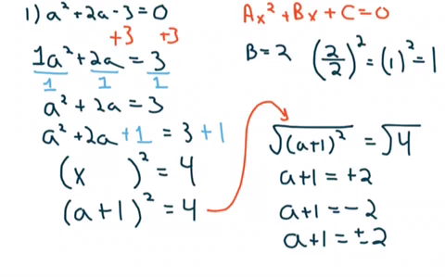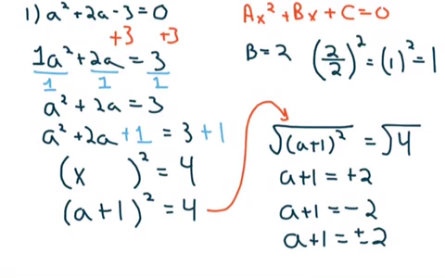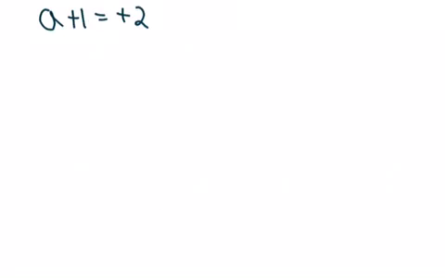So we know that we have a plus 1 is equal to, we said, positive 2 first. And then we also said that a plus 1 could be negative 2. A plus 1 is negative 2. Now, go ahead and try to solve for a in both equations and see what you get.